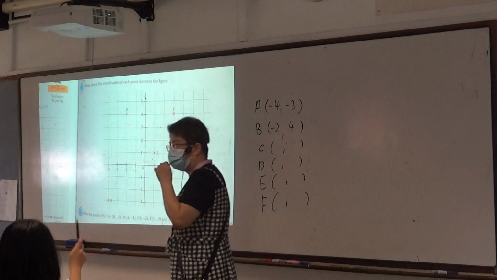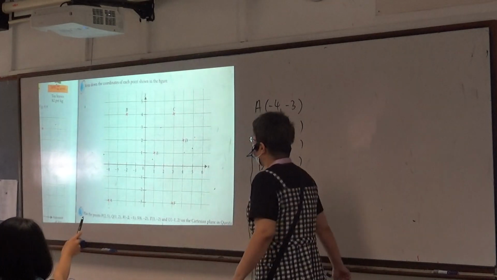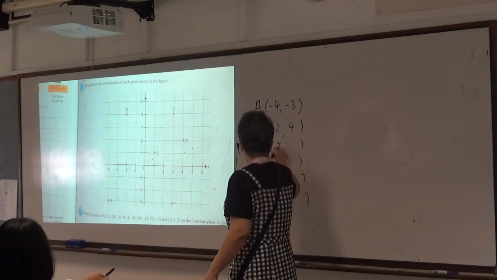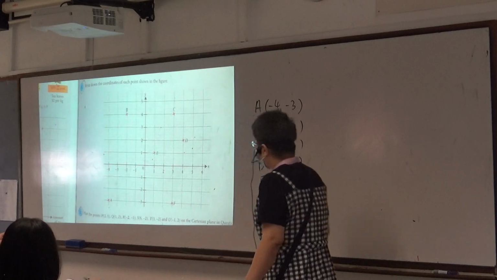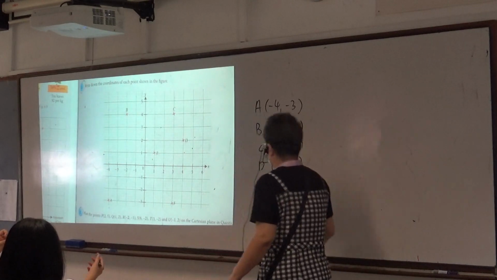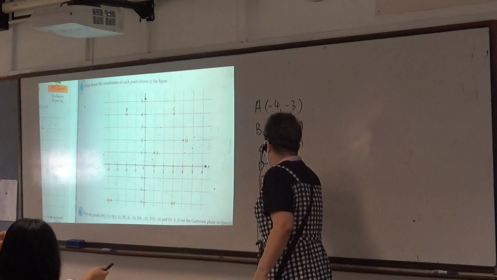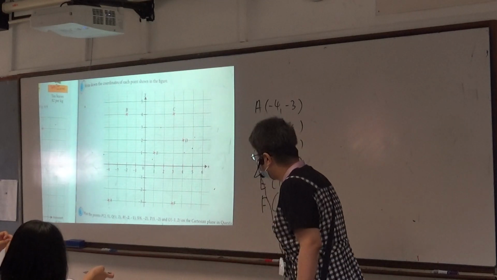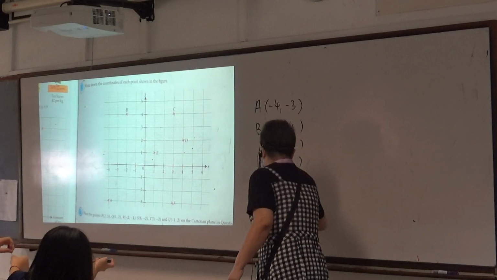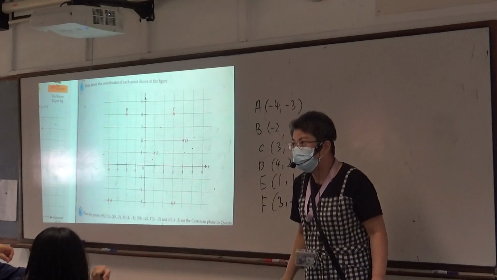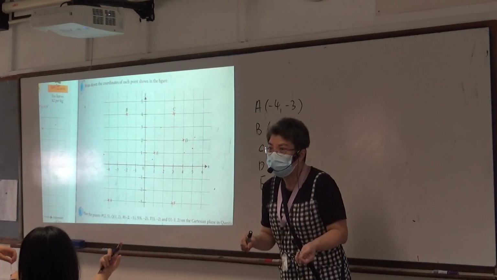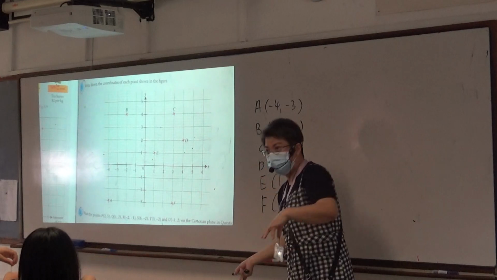Quite fast, right? What is C? Focus, tell me. C? 3, 4. Good. D? 4, 2. Good. E? 1, 1. Very good. F? 3, -3. Are we clear? Are we clear? Write which one first? X first, then Y. Okay?